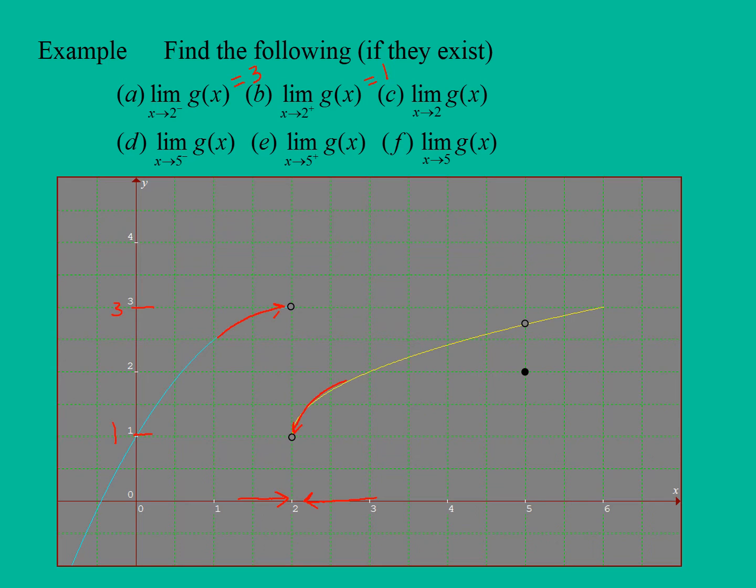Now for part C, since I'm looking for the limit of g of x as x approaches 2, I found that the one-sided limits do not equal each other. Therefore, this limit does not exist because the one-sided limits do not equal each other.